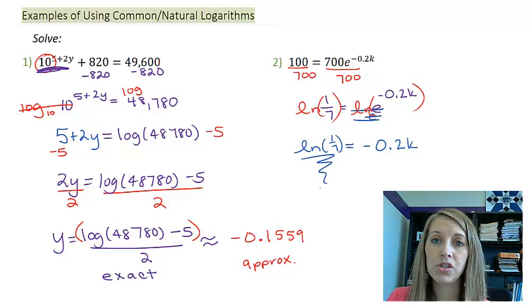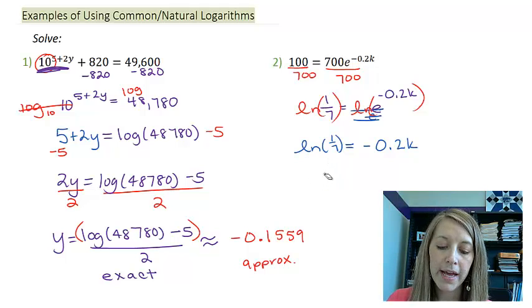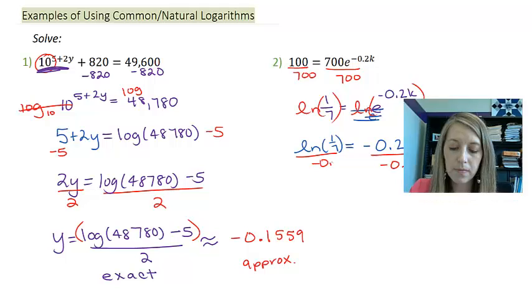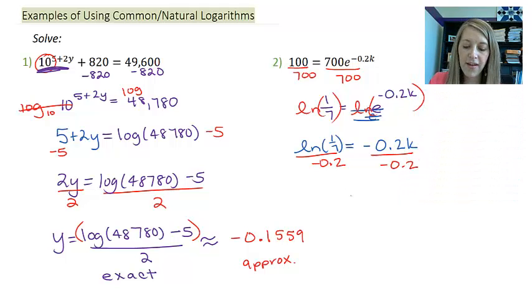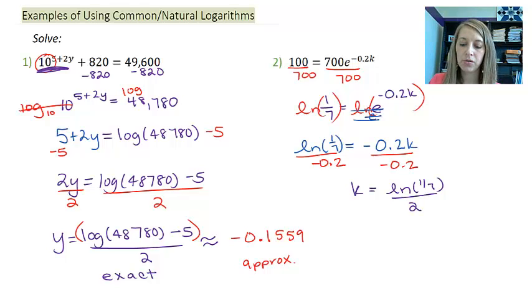This is, again, just a constant. It's just an ugly decimal. So treat it just like a typical number. To isolate my k variable, I'm going to divide by negative 0.2. And so I, in fact, have my k isolated: natural log of 1/7, all divided by negative 0.2. So this is my exact answer.